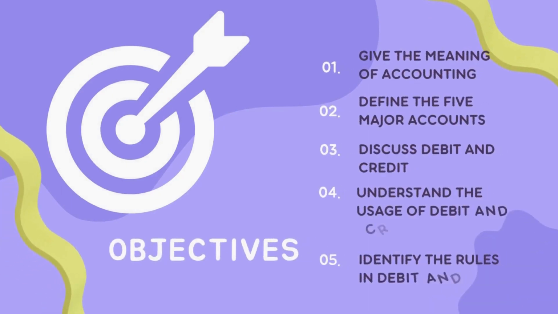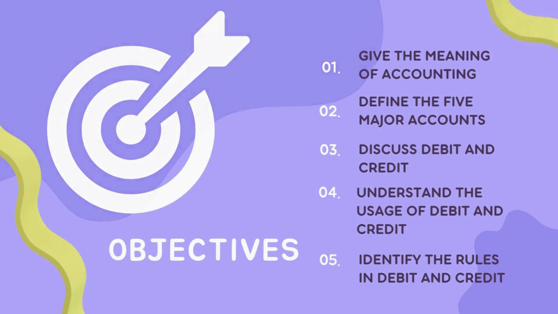These are today's objectives. Give the meaning of accounting. Define the 5 major accounts. Discuss debit and credit. Understand the usage of debit and credit. And identify the rules in debit and credit.